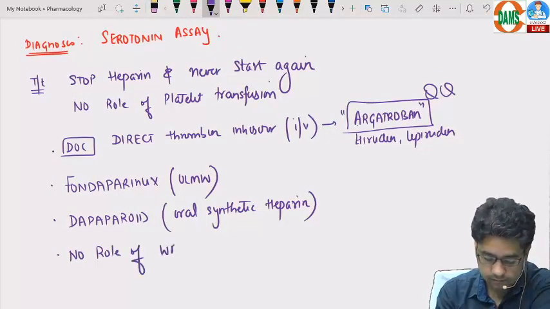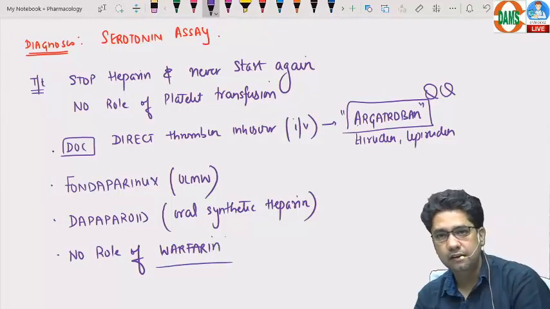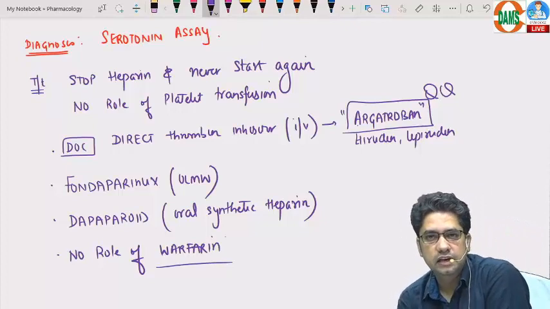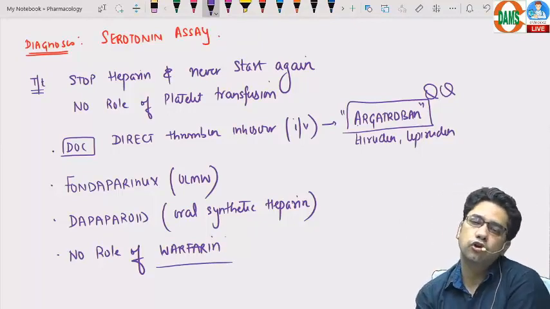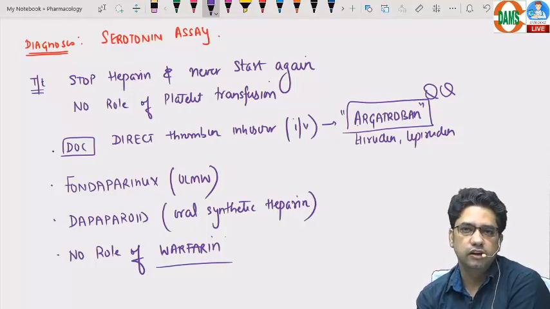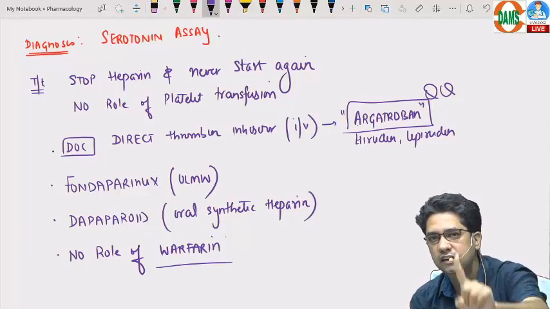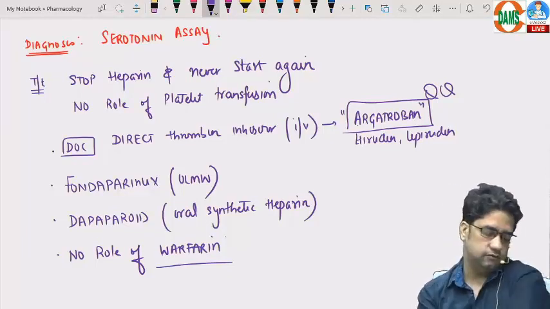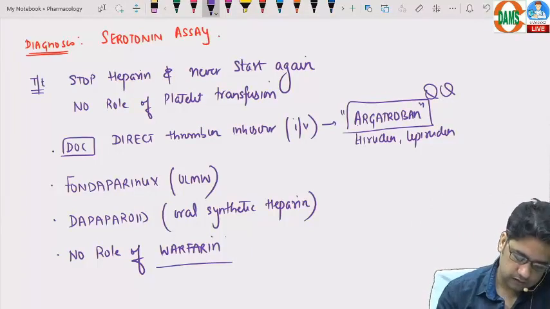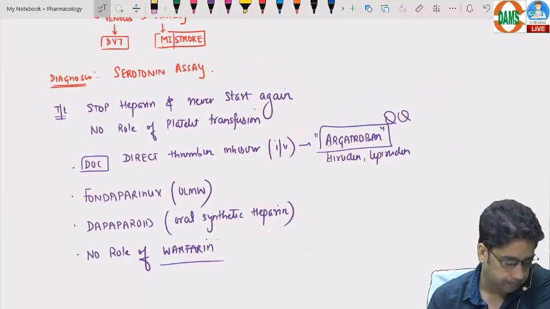Last point you will write, no role of warfarin. In your MCQ books, there are many MCQ books in the market, it is wrongly mentioned in those books that you can give warfarin to prevent thrombosis in HIT. No sir, because if you start warfarin, warfarin itself increases thrombosis in the initial days. We know this part. I hope you have understood this concept now.